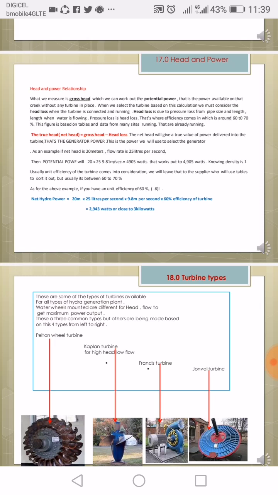Now the unit efficiency usually comes into consideration. We will leave that to the supplier, but normally we apply 60 to 70% efficiency. So in the above example, with efficiency of 0.6, net power is 20 meters times 25 liters per second times 9.8, which is the potential power. Now you multiply by efficiency and you come out with 2,943 watts, which is close to a 3 kilowatt turbine.